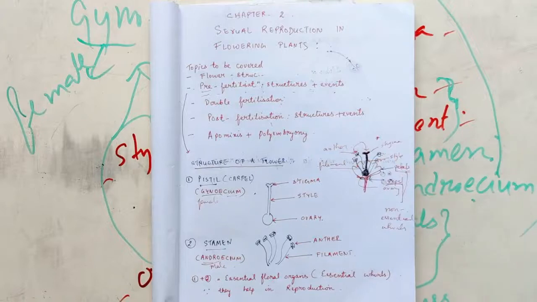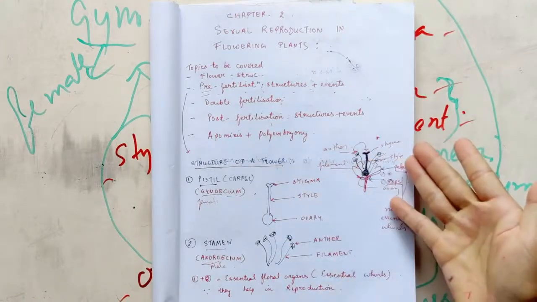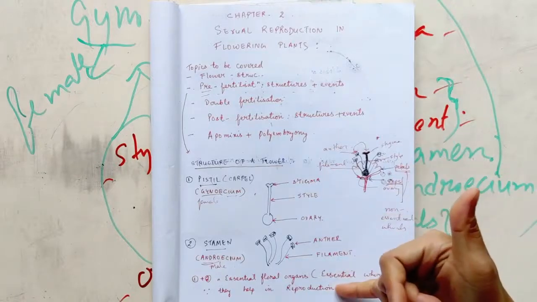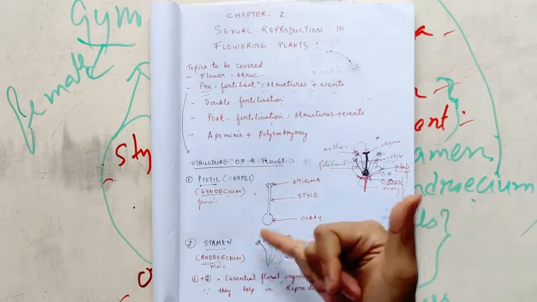What are the structures where the male and female gametes are present? So it is inside these two. So they are the essential ones which are important for reproduction. Okay, so we need to study this. So first let us study stamen.